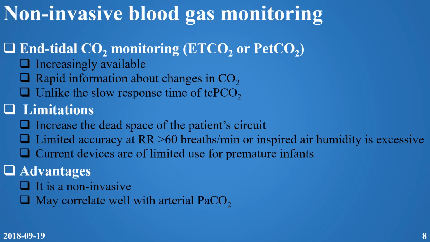Because if we deal with a 1 kilogram baby and the tidal volume is 3.5 mL, so you have only 3.5 mL. So if you add 0.5 mL, it affects the baby. Another problem, because it measures at the end of tidal volume, when you have a high rate, the expiration will be short. The time the baby is not breathing will be very short. So this breathing cycle will be attached to the other one. So it affects the result.